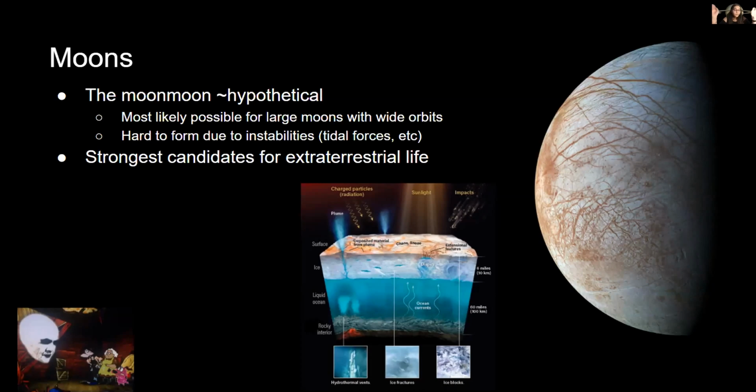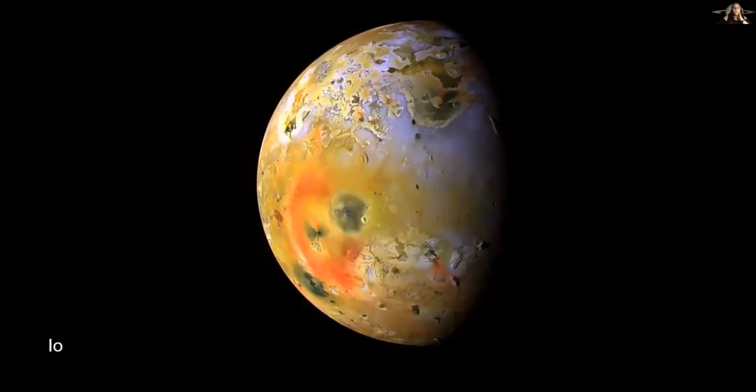I'm going to talk about like three or four other cool moons. Next slide. All right, Io. Io is a very cool moon. It is Jupiter's moon. I believe it's the third largest, but don't quote me on this.